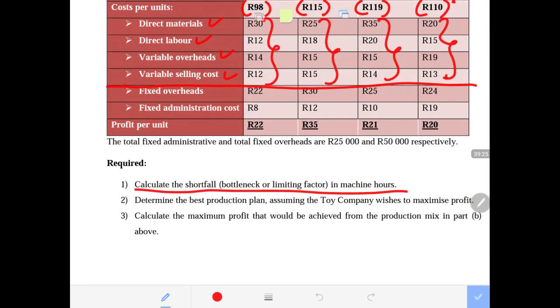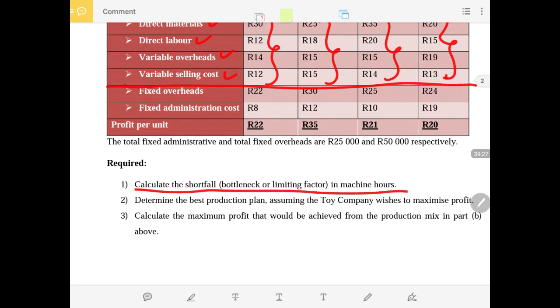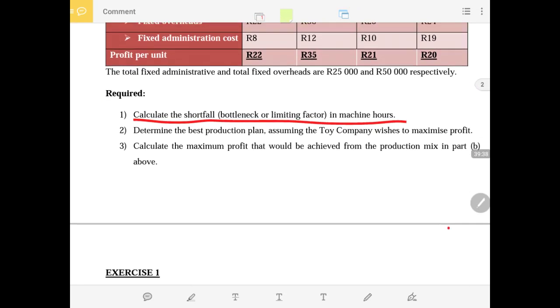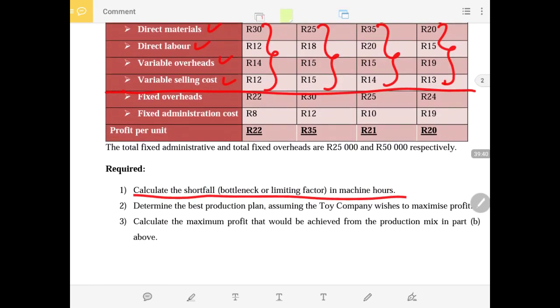Now let me then check if perhaps there is any other part of the question that is not answered. Now it said calculate, let me check if there is any other requirement. Okay, that's all. Calculate the maximum profit that will be achieved from the production mix in part B above, and we have just multiplied the units and we multiplied that by the contribution.